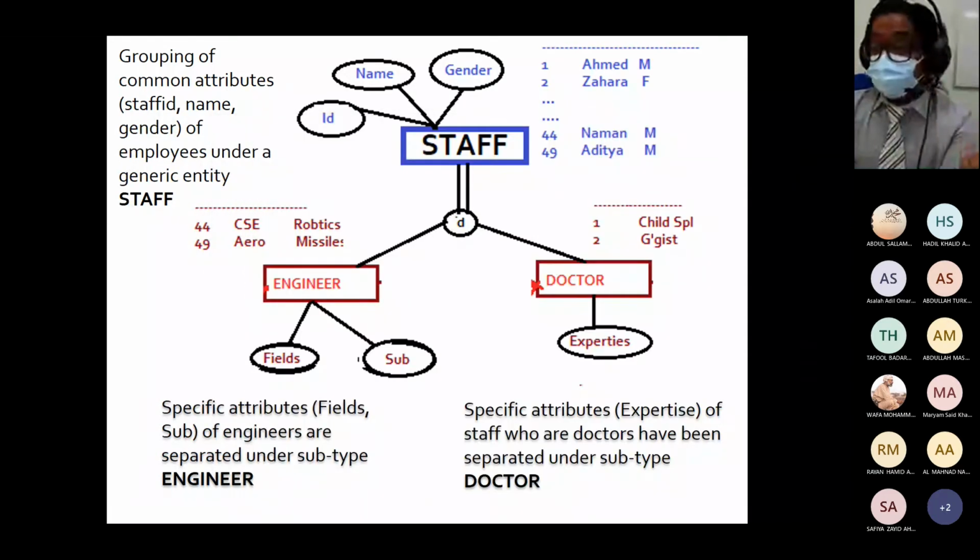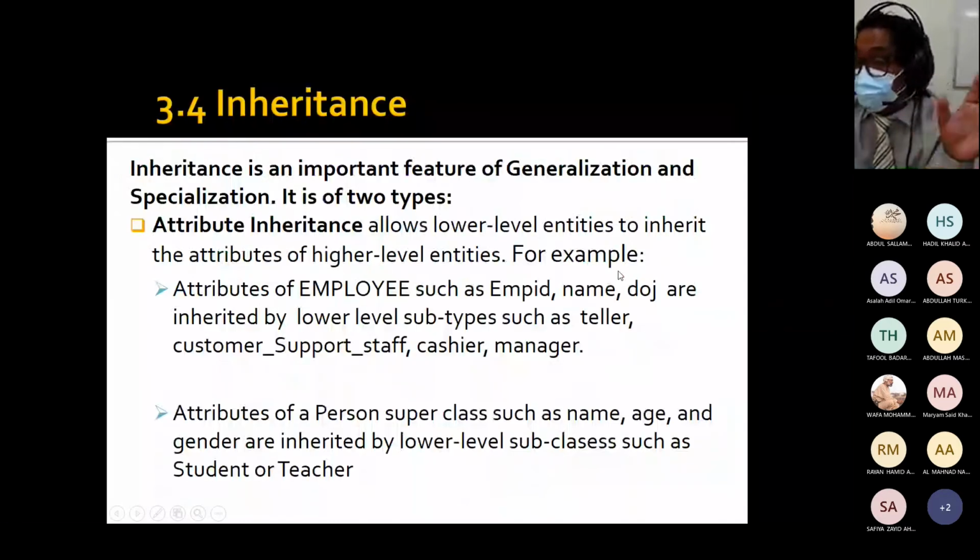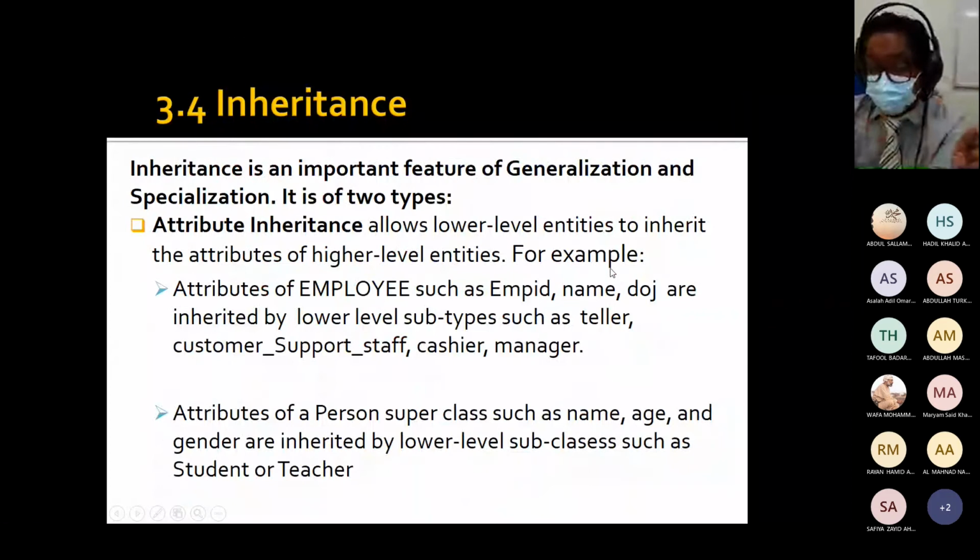Because you might be thinking, these fields and expertise, they don't have, I mean, this engineer and doctor, they don't have ID, names and gender as well? No, of course they do have. So whatever this higher level or the upper class level has will definitely be inherited by this subtype or sub entities. So it's pretty much straightforward. That's the meaning of inheritance. The attributes of a person who is a superclass, such as name and age and gender, will definitely be inherited by the lower sub-level classes, such as the students and teacher. These are different then.